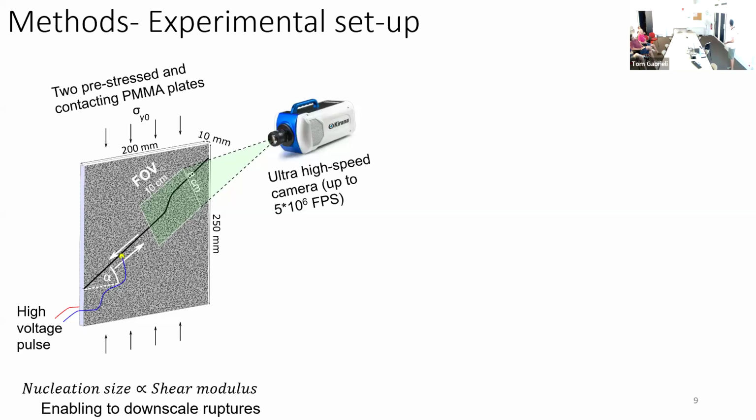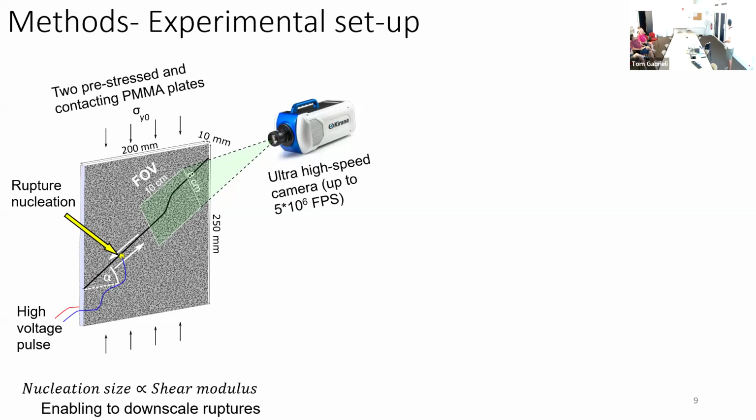So this is our experimental setup. We pre-cut one rectangular PMMA plate into two plates along a geometry that we define. It can be planar, it can be with a bend. So we control the geometry, and we stress the two plates together. And then we nucleate a rupture here, which then propagates and is captured by this ultra-high-speed camera, capable of filming at up to 5 million frames per second. And so it captures this field of view and can catch the rupture propagation.